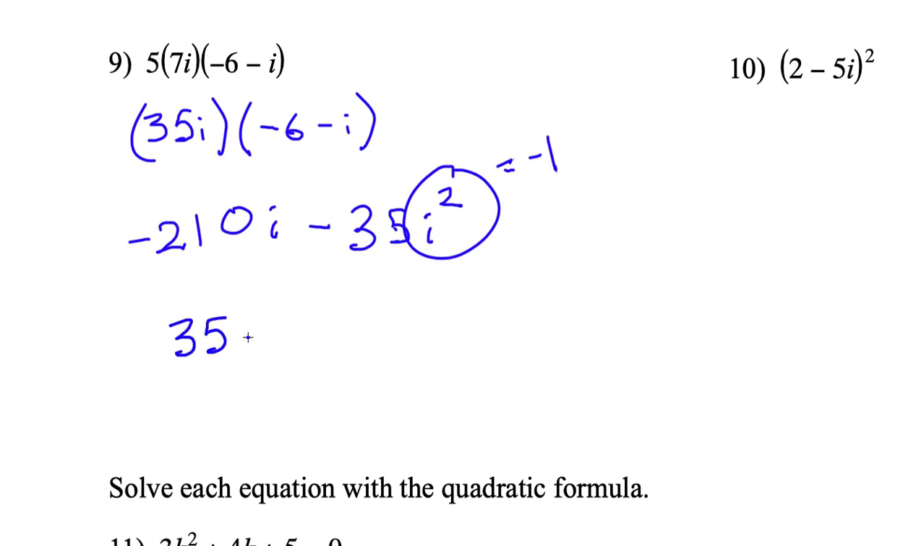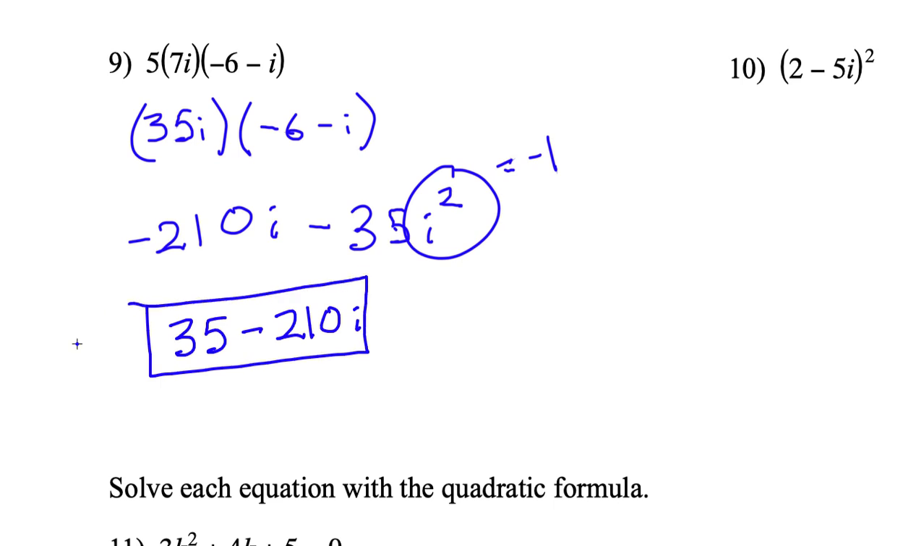Positive 35 minus 210i. Why is i squared negative 1? It's kind of the definition of what i is. The definition of i is square root of negative 1. Yeah, it is the pattern thing.